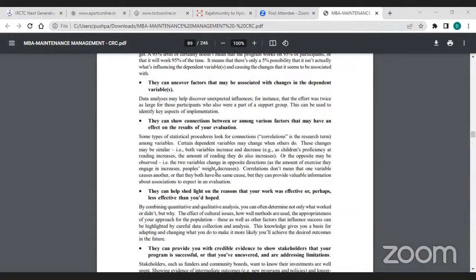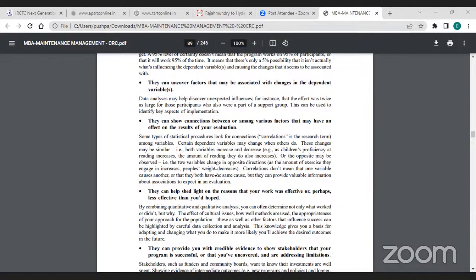They can help shed light on the reasons that your work was effective or perhaps less effective than you hoped. So the data that we have collected will help us understand whether the work is effective, less effective, or not up to the mark as you had hoped. Right. By combining qualitative and quantitative analysis, one can determine the impact of the data.